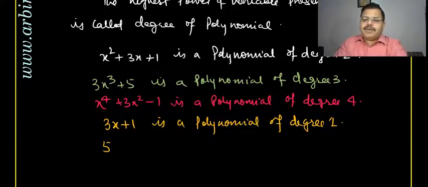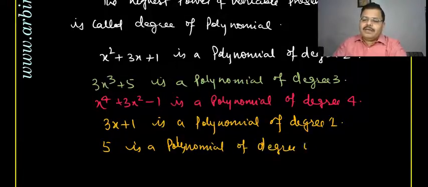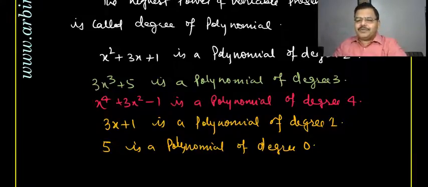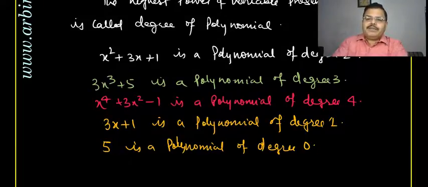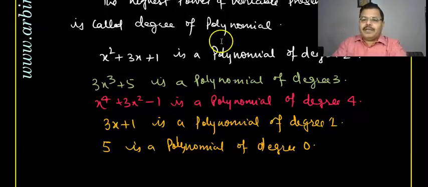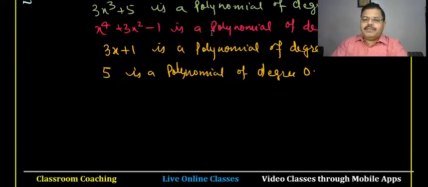But if there is a 5 written, it is a polynomial of degree 0. Why 0? Because the highest power of x present in this one is 0. So now it is clear, I hope, why this is called a zero polynomial. A zero polynomial is a polynomial in which the degree is 0.